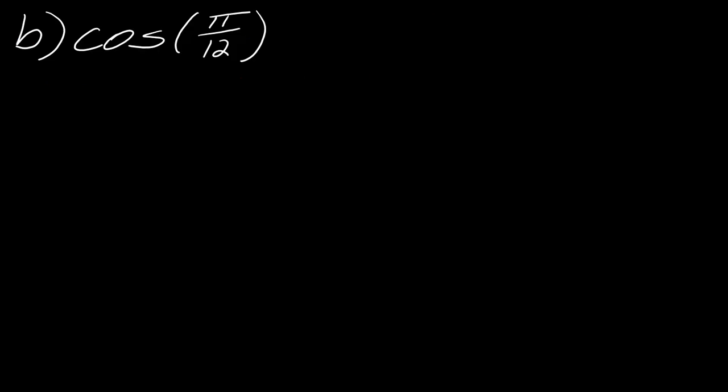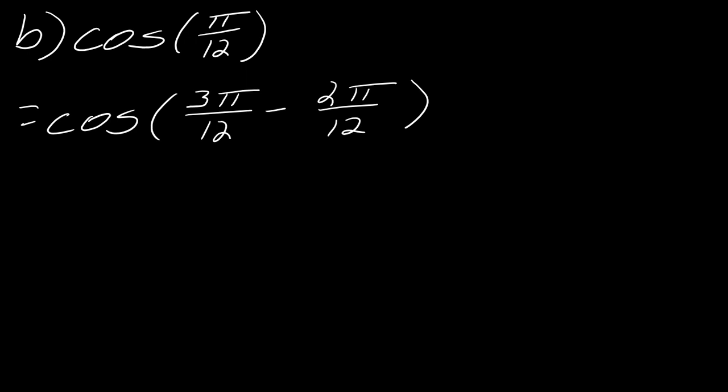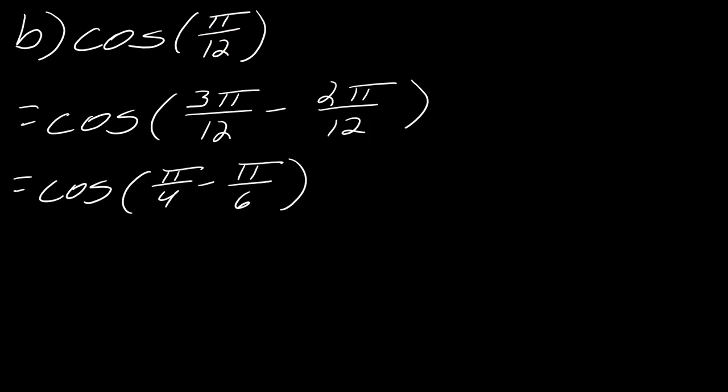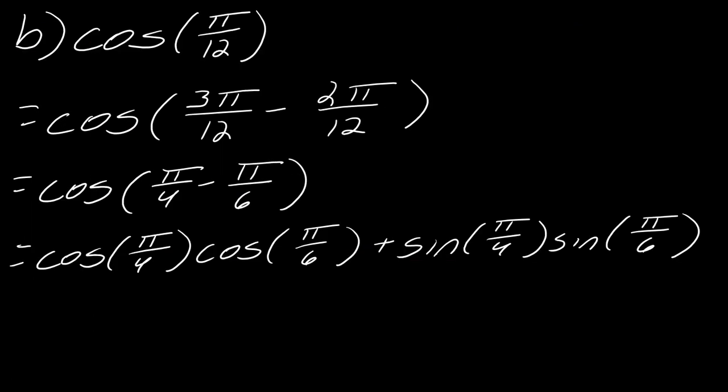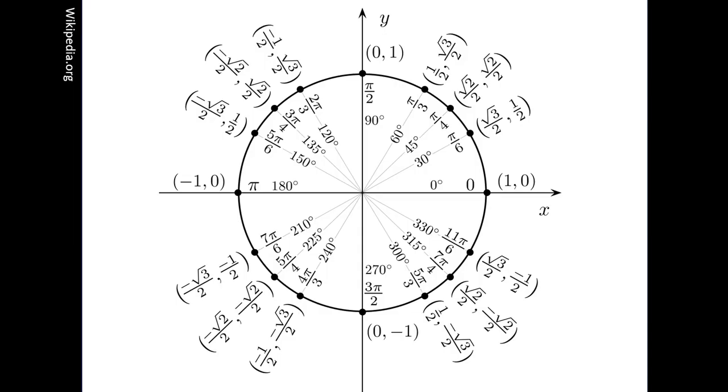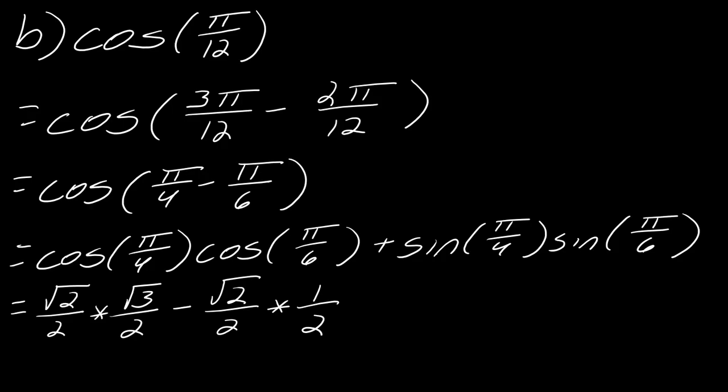Same thing if I have cosine of pi over 12. Now this is in radians, so you have to play around with it a little bit, but 3 pi over 12 minus 2 pi over 12 gives you pi over 12. That's the equivalent of pi over 4 minus pi over 6. In this case I can apply the cosine of a difference and plug everything in as you see here. Then again, I can reference my unit circle, since I wanted pi over 4 and pi over 6. I take the information off the unit circle, plug everything in, and now I get square root of 6 plus square root of 2 over 4. So that's how you can apply those.